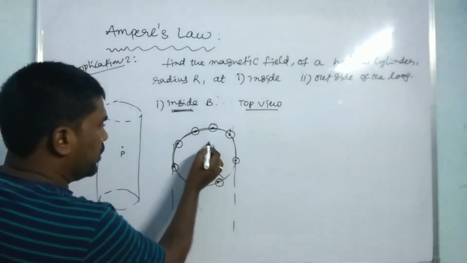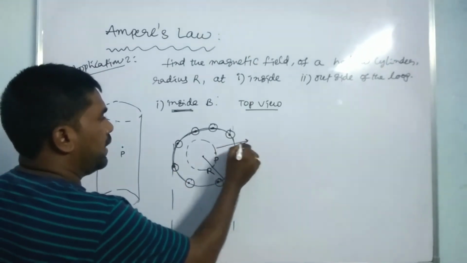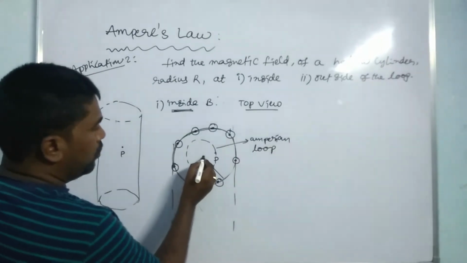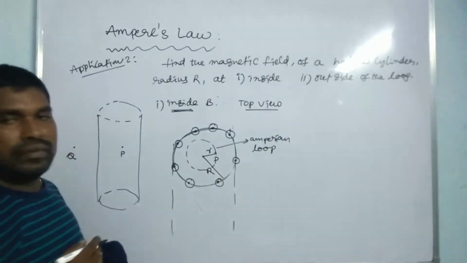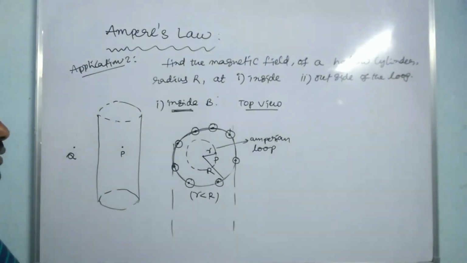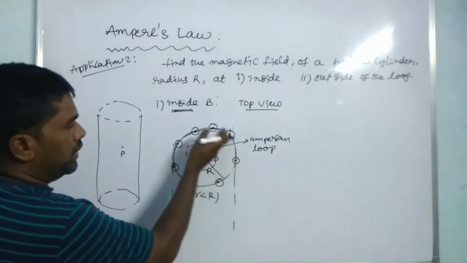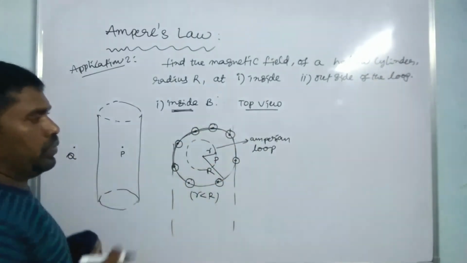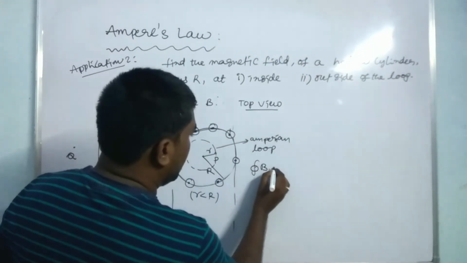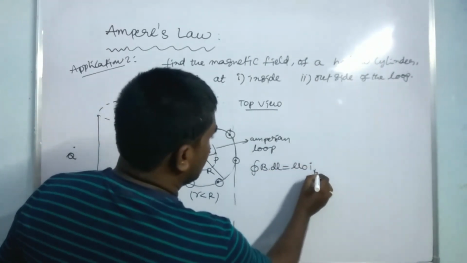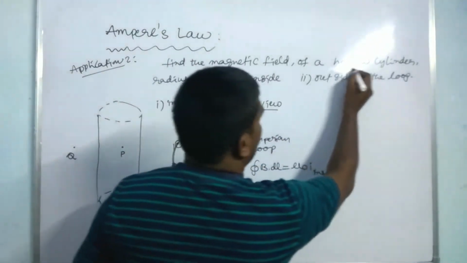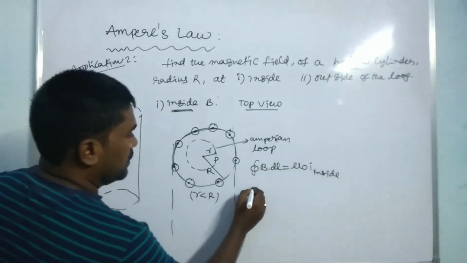Okay. So at point P you have to assume the Amperian loop. This is the Amperian loop, and it has a smaller radius. So in this condition, small r is less than capital R. Small r is the radius of the Amperian loop, and capital R is the radius of the cylinder. So inside, there is no current. By Ampere's law, B dot dl equals mu naught times I inside. Inside there is no current because it is a hollow cylinder.